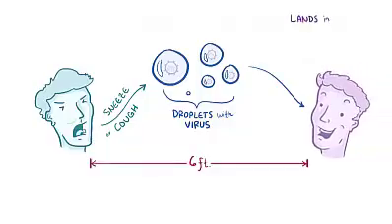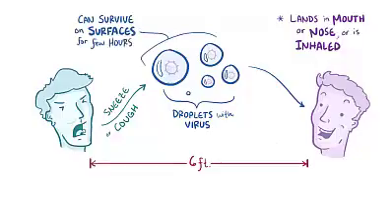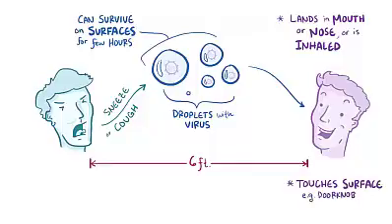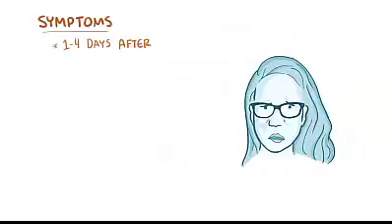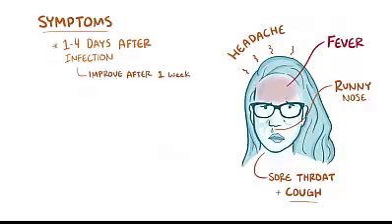These droplets can then land in the mouths or noses of people nearby, or get inhaled into the lungs. The virus can also survive on surfaces for a few hours, so it's possible to get the virus by touching a surface, like a contaminated doorknob, and then touching your own eyes, nose, or mouth. Symptoms start 1 to 4 days after infection, and include fever, headache, runny nose, sore throat, and a cough. Most of these symptoms get better within a week, but the cough often persists for up to 2 weeks.